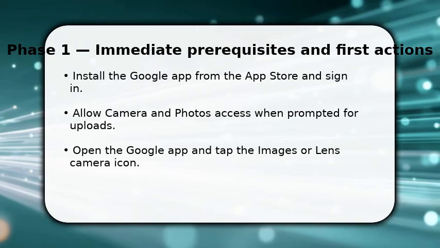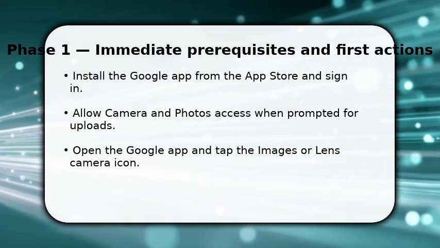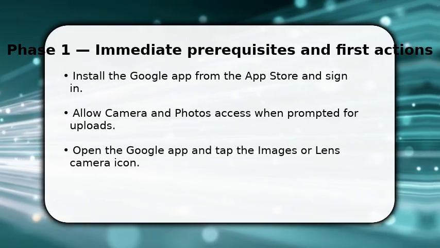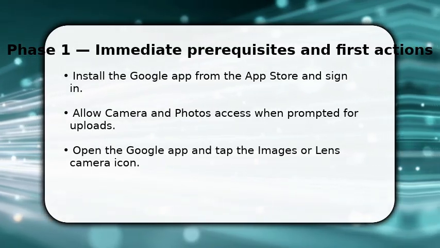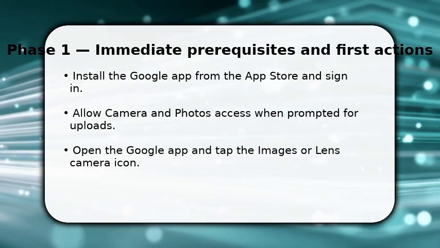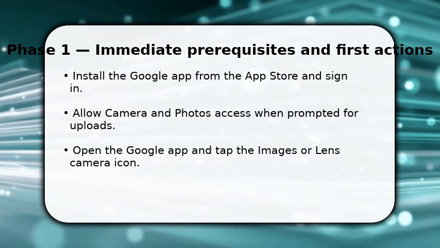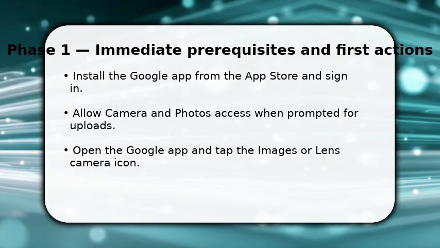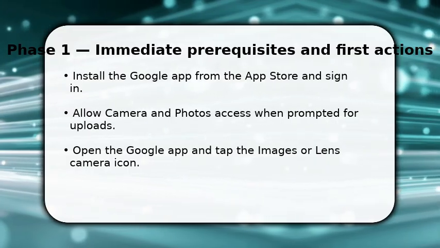Enjoy the video. You start by installing the Google app and signing into your account. This gives full access to Google Images features. Once done, grant camera and photos permission so you can take or upload photos directly. Next, open the app and tap the Images tab or the lens camera icon. This is the only built-in way on iPhone to run an image search with uploads.